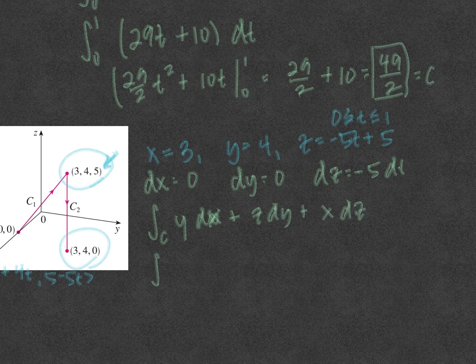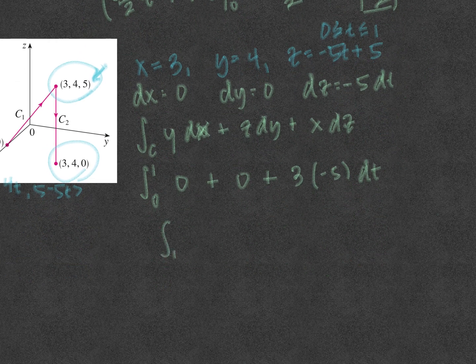So the integral in terms of t is 0 to 1, and y is 4, but dx is 0. So this is 0. Plus z is all that stuff, but dy is 0. Plus x, which is 3, times dz, which is negative 5 dt. So we really only have the integral from 0 to 1 of negative 15 dt. So we integrate that, we get negative 15t from 0 to 1. And when you plug that in, you get negative 15 minus 0 is negative 15. So this is c2.